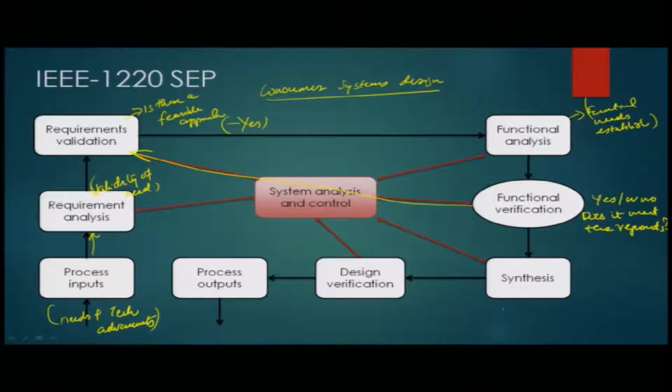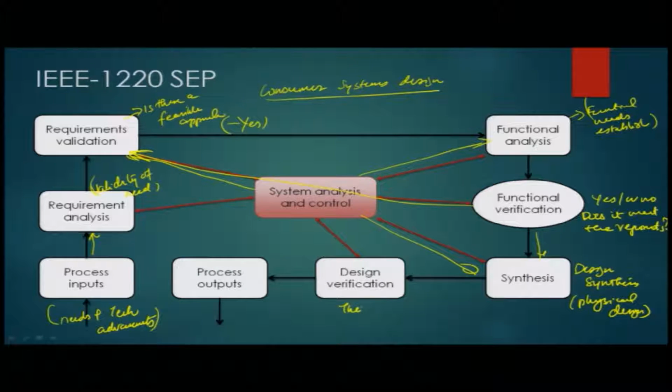Once the answer is yes, then you do the synthesis. Synthesis means you are basically doing the design synthesis, so the physical design happens here. Once the design synthesis is completed, then the design gets verified. The verification is again against the functional aspects, the requirements, and the synthesis, all those kinds of things. The verification happens all across to ensure that the developed system meets the customer needs.